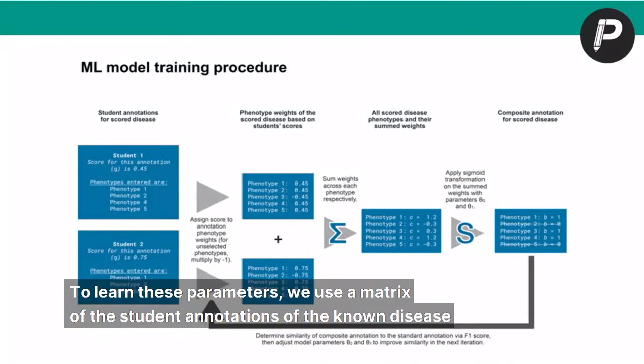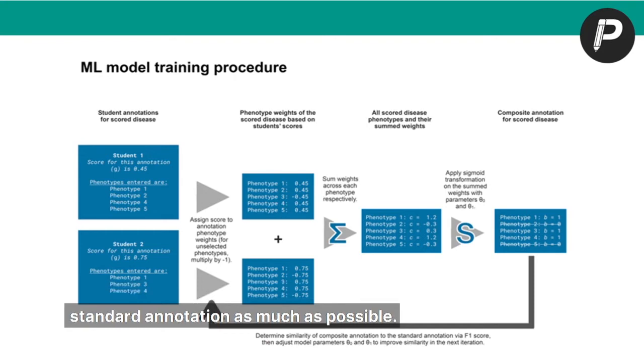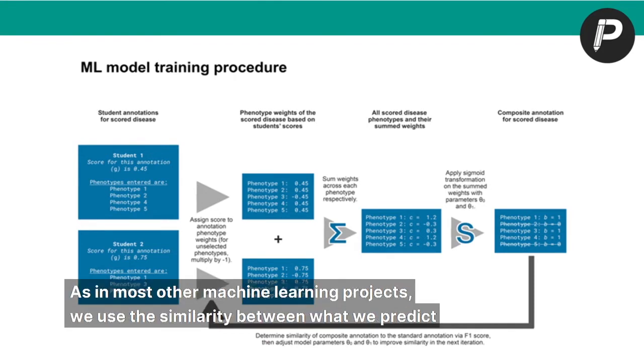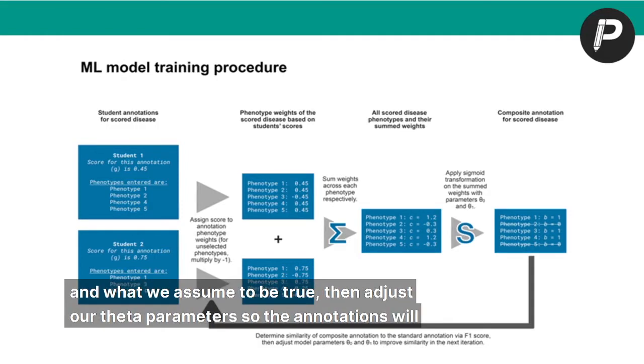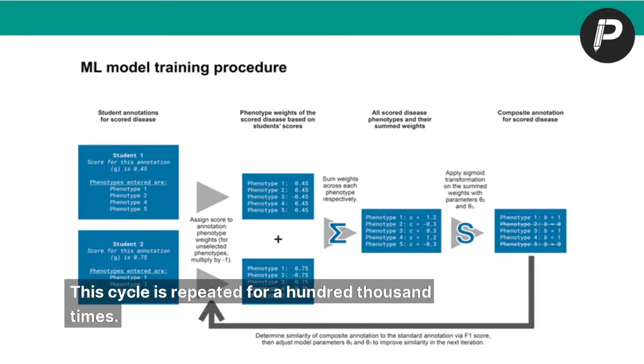These two thetas are our parameters that the model needs to learn. To learn these parameters, we use a matrix of the student annotations of the known disease instead of the target disease, and try to get the composite annotation to resemble the standard annotation as much as possible. As in most other machine learning projects, we use the similarity between what we predict and what we assume to be true, then adjust our theta parameters so the annotations will be more similar next time. This cycle is repeated 100,000 times.